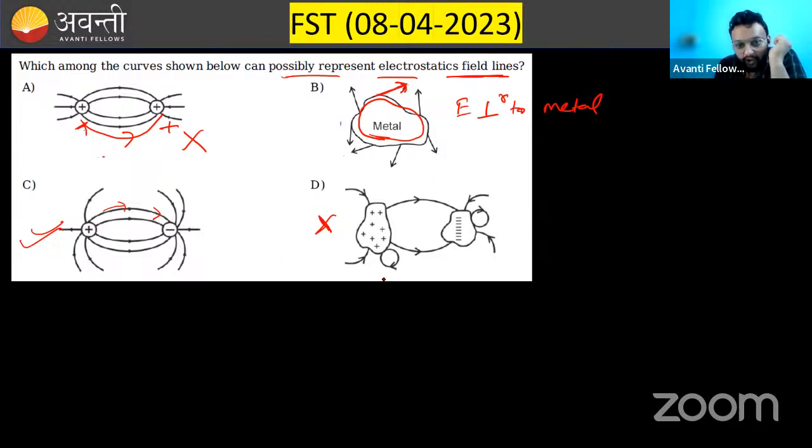The field lines do not form loops. And you can see here, there is a loop. You can see there is also a loop. So they cannot form closed loops. That's why option D is wrong. Very good. Option C is correct.